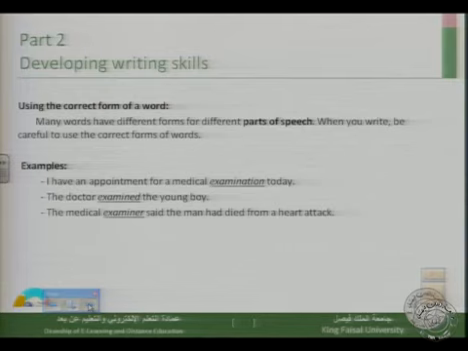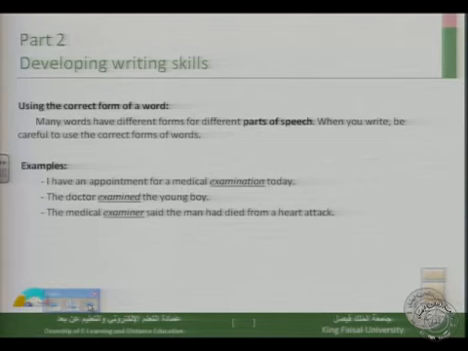and here we are going to speak about using the correct form of a word. Many words have different forms from different parts of speech. When you write, be careful to use the correct forms of words. Here I will explain the meaning of parts of speech.